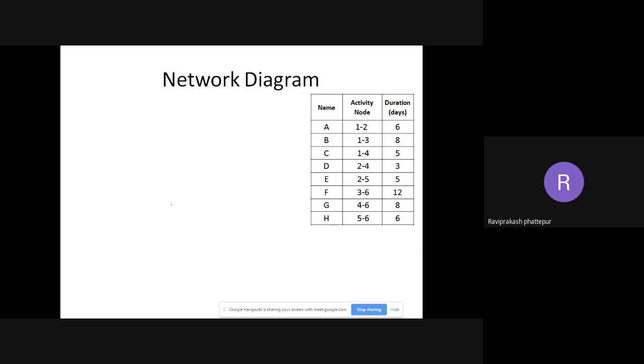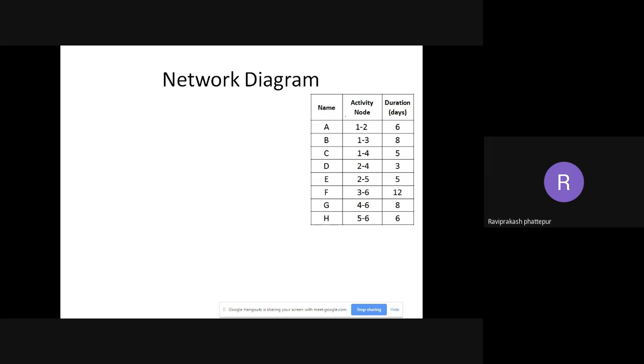So if you see here, network diagram, how to draw. Again, the table is given to you here at this side: name, activity node, and duration. So when activity node is given, it is very easy to draw. Even when activity and precedence is given, it is easy. But the only thing is you should remember that activity is an arrow and not the node. Then it is very easy.